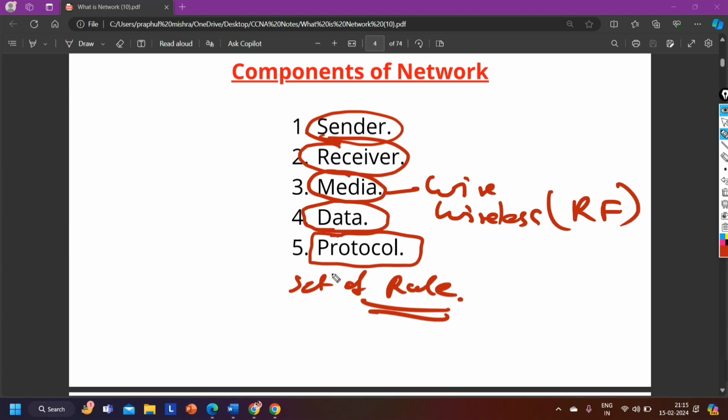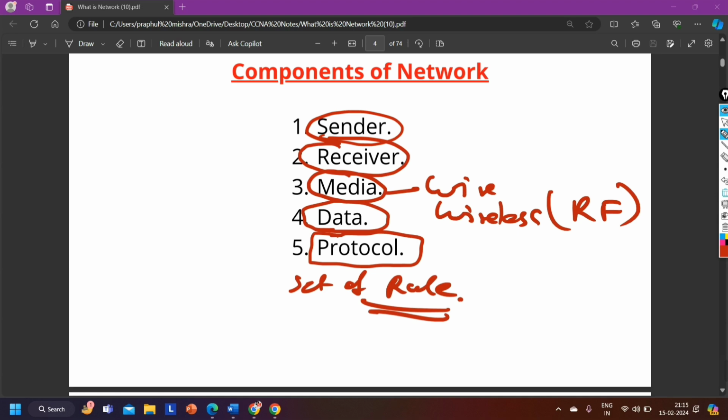In the same way, guys, under the network, also there is a rule of communication. Every device has to follow that rule to send the data and to receive the data. That rule is known as protocol.